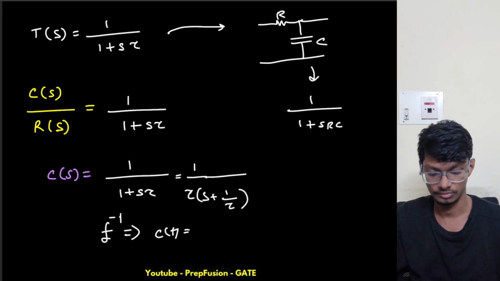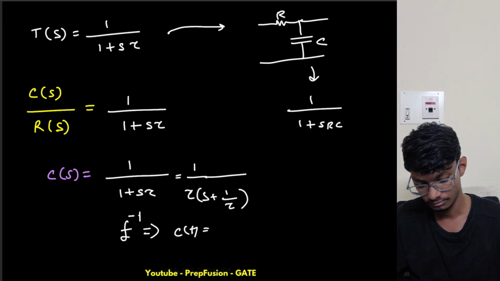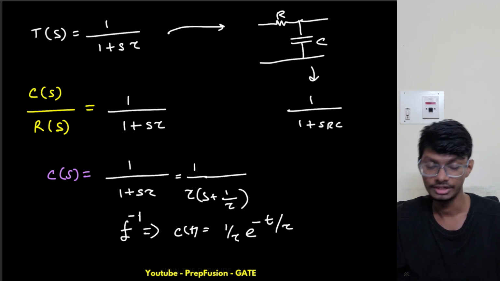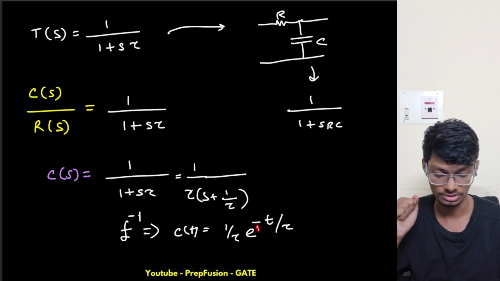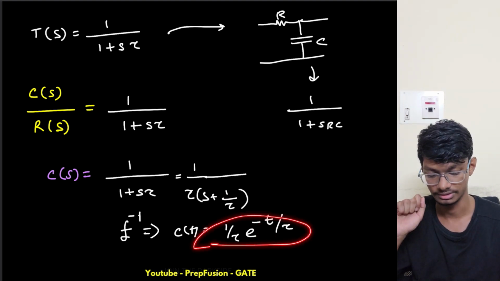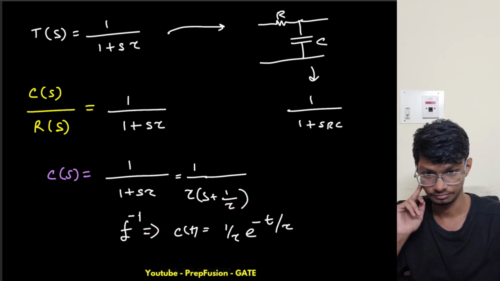So this is s plus 1 by tau. If I take the Laplace inverse of this one, 1 by tau e raised to power minus t upon tau. Basically it was e raised to power minus at, so a in this case is 1 by tau. So this is minus e raised to power minus t upon tau, like that you can understand it. So yeah, this is my output function.